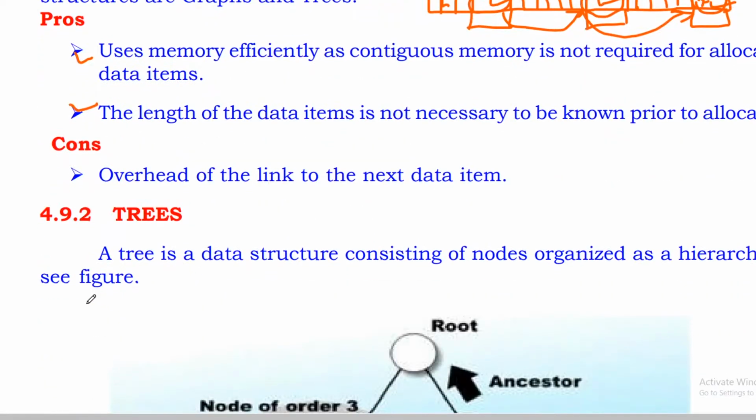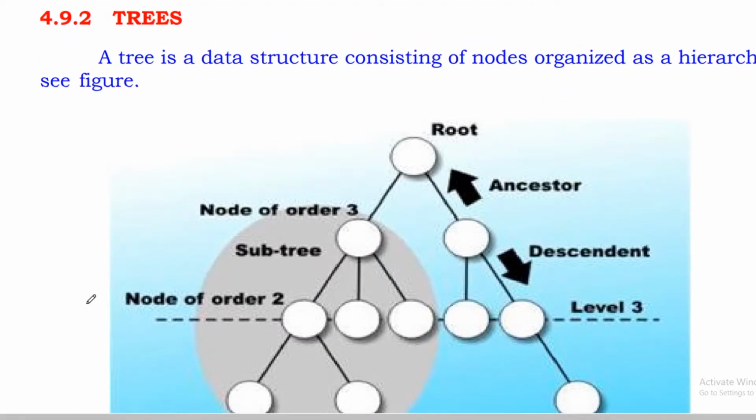Let us learn about trees. What is a tree and how is it represented? You can see this is a tree, a hierarchical relationship where we have a root and nodes; we learn all the definitions one by one. A tree is a data structure consisting of nodes. These are all nodes organized as a hierarchy. You can see, starting from this node, all other nodes are organized. That's the hierarchical relationship, which is very important.